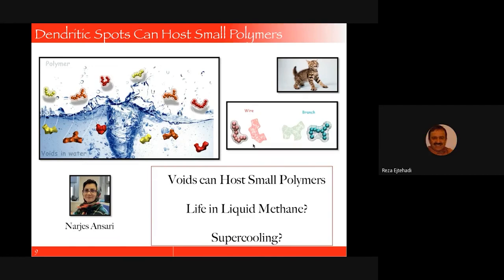I'm just wondering if in the experiments people have seen such a thing. That's an interesting point. One would have to design a polymer like the ones that I have, like wire versus branch, for example, and try to see, as a function of increasing the size in a wire versus branch, whether you see a peak in the solubility. That's an interesting question. I don't think anyone's done it. But yeah.